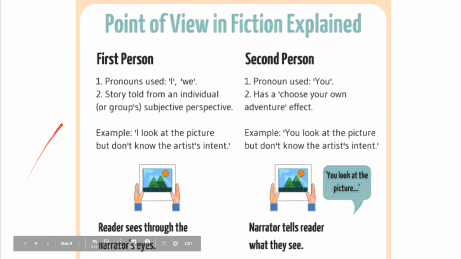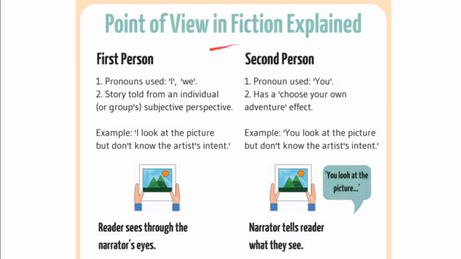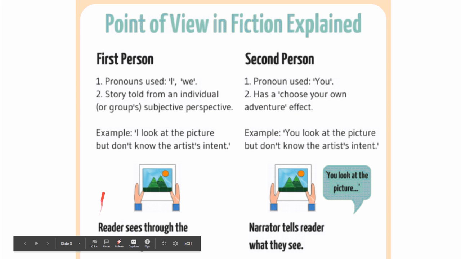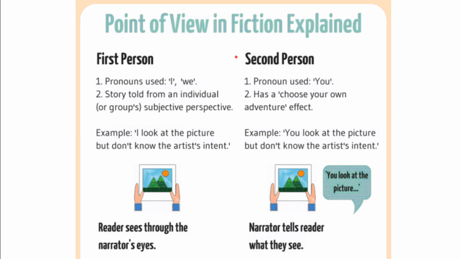So now that you've practiced a little bit with point of view, this is just kind of a cheat sheet at the end that gives you point of view explained. First person: I and we, told from an individual perspective. I looked at the picture, but I don't know the artist's intent. We're seeing that through the narrator's eyes. Second person is you, has a choose your own adventure effect. So you look at the picture, but don't know the artist's intent.